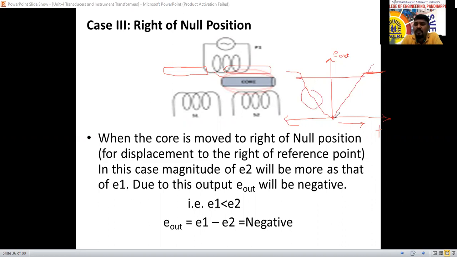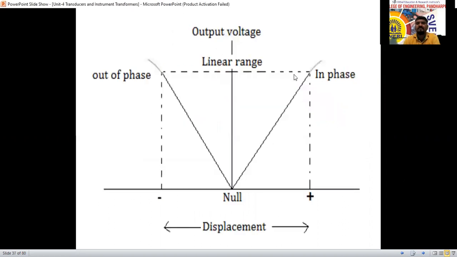Now at null position, the output is 0 here. Now this is for the right side. This is for the right side. This is for the left side here. Now it is the characteristics of the LVDT. We can call that one. I have shown here. Now this is the diagram here. Now the displacement we are doing here.